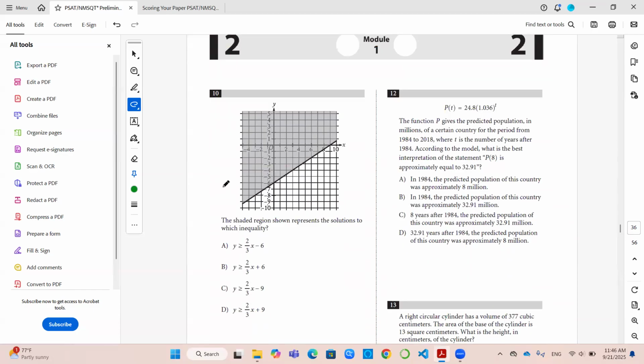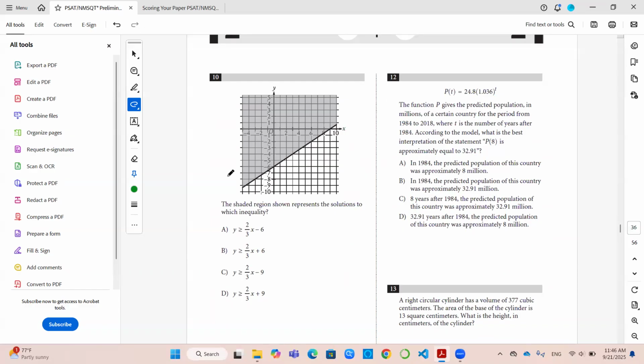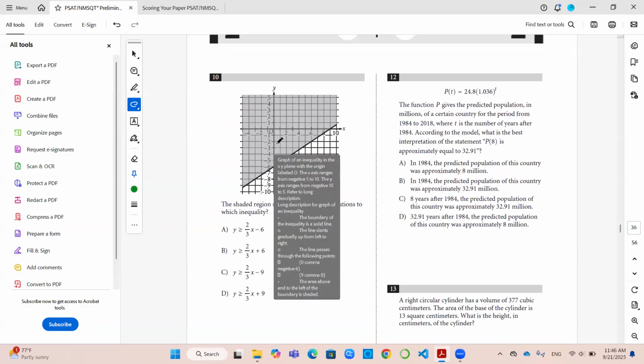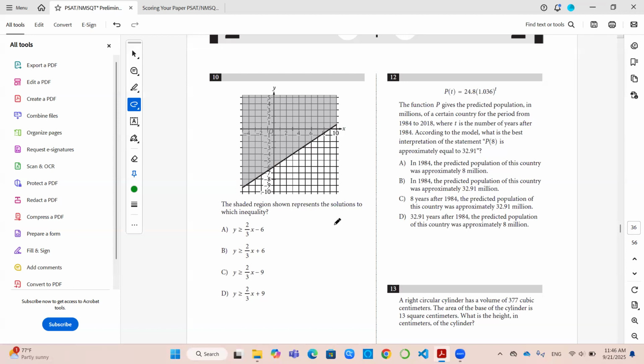The shaded region shown represents the solution to which inequality? So, as you can see here, my instinct is that since we have all the same slopes, we need to look at the y-intercept. So when x is equal to 0, we know that y is equal to minus 6. So B, C, and D are immediately eliminated, and we have A.